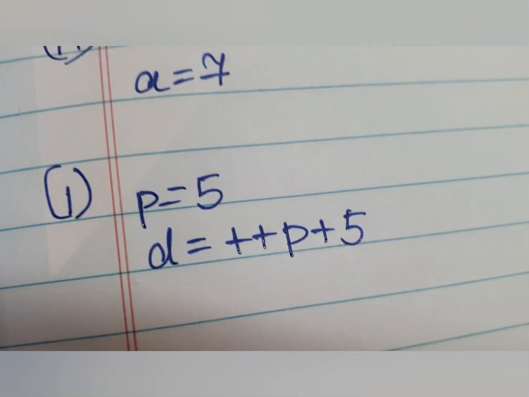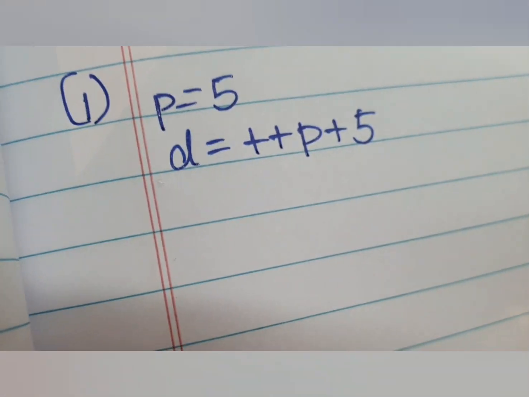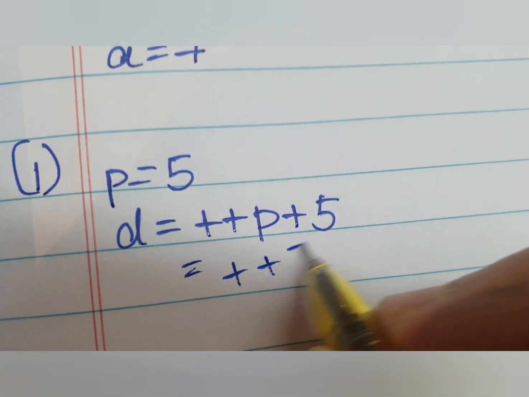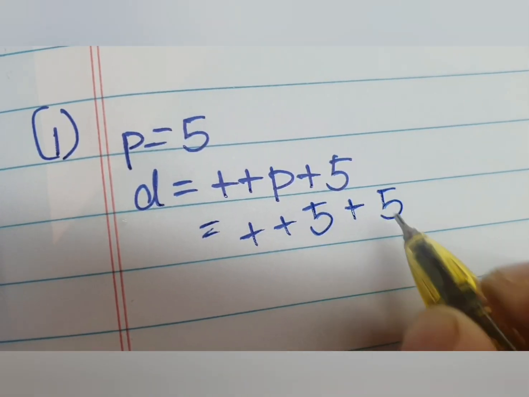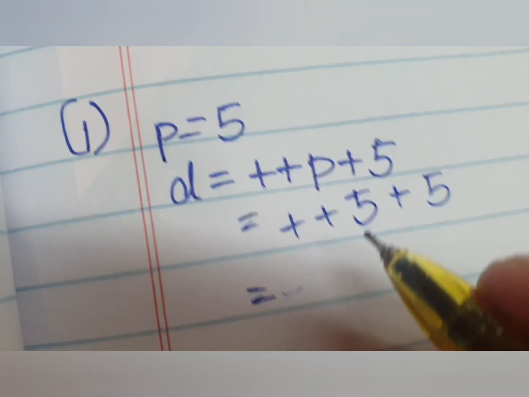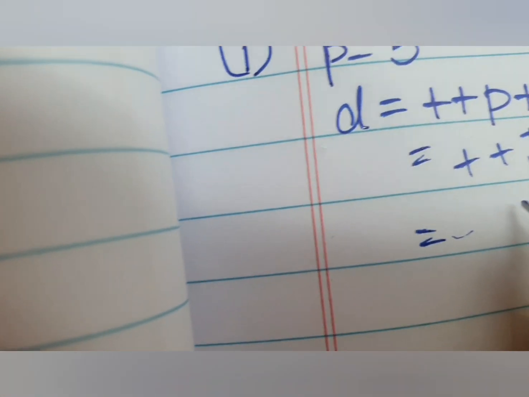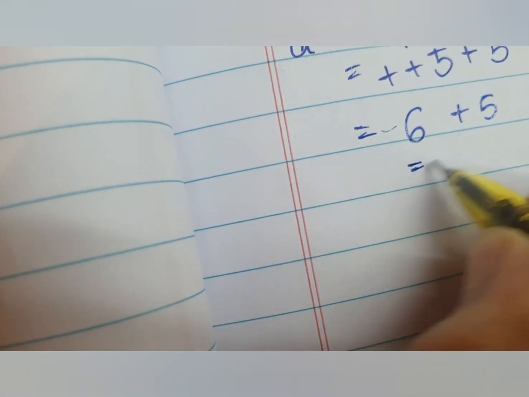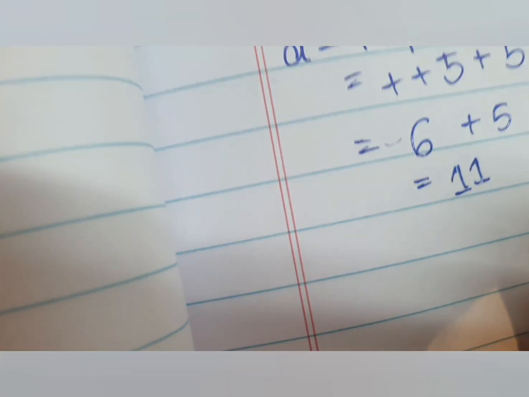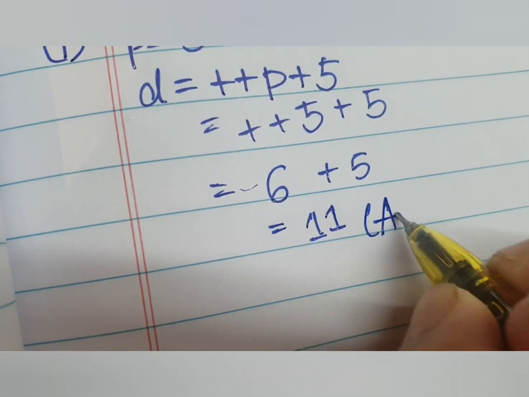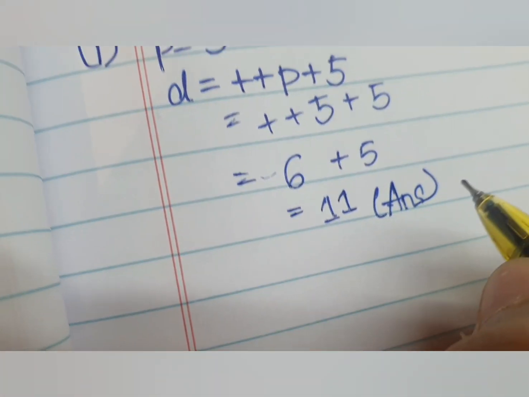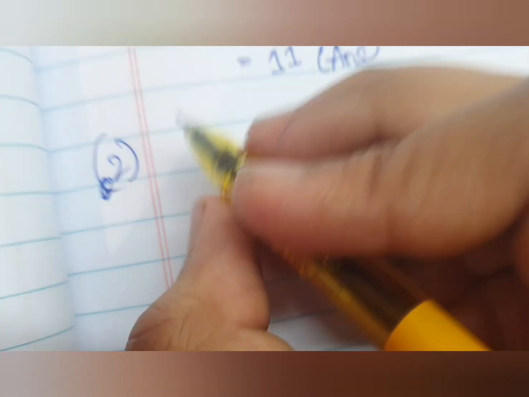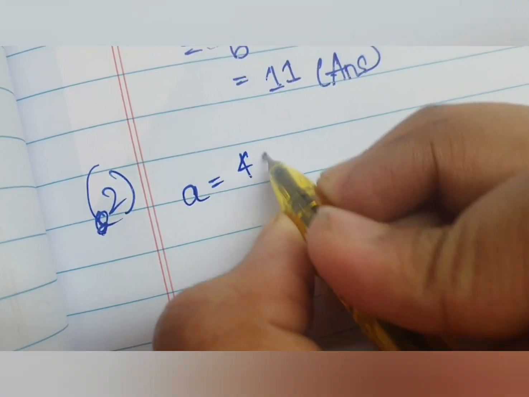D equals plus p plus 5. We already know p's value, so we can easily sum it out. So plus 5 plus 5, right? What is plus 5? It is of course 6. So 6 plus 5 is of course 11. Always, depending on the data type, you will put your answer, but since no data type is given here, this is the answer.